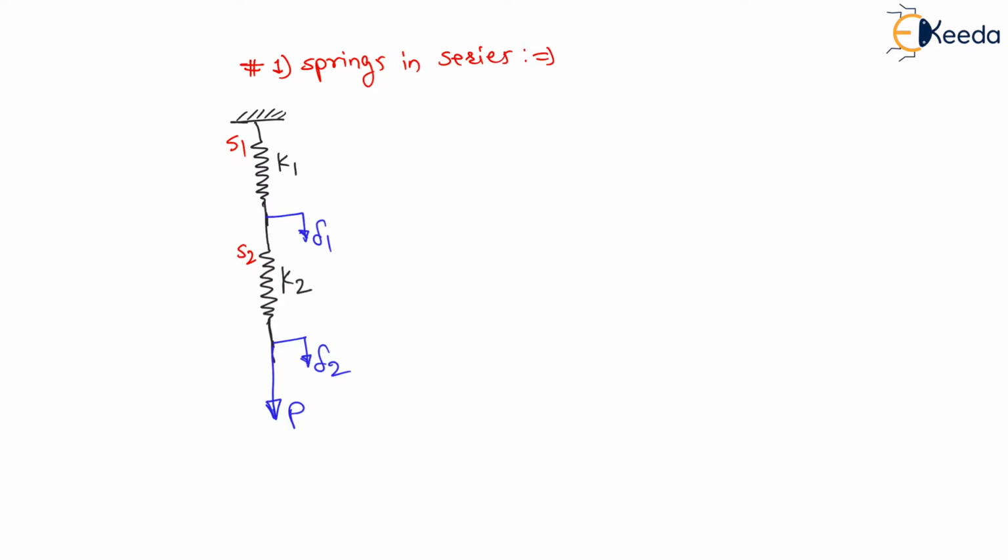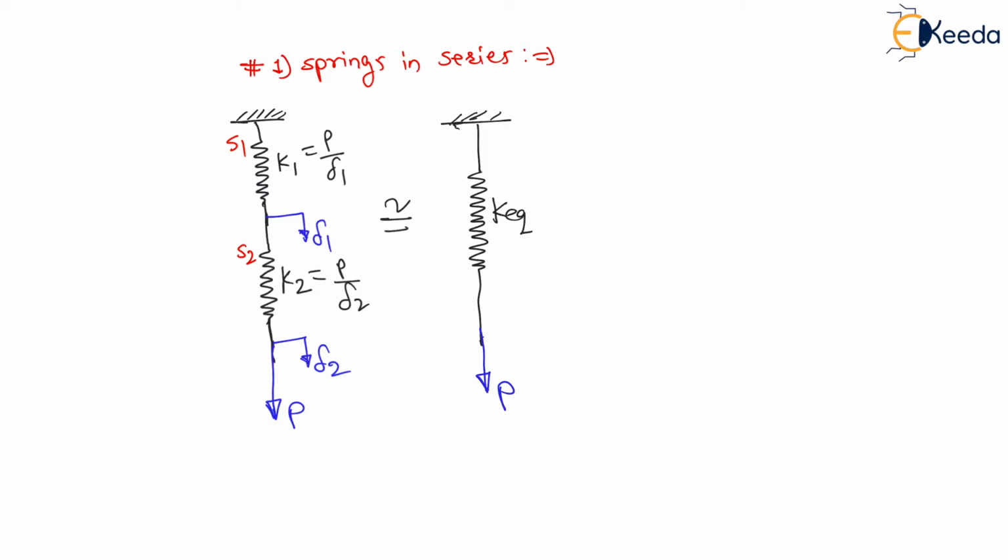And in the first spring, the spring stiffness K1 is nothing but force divided by deformation 1. And in the second spring, the spring stiffness K2 will be equal to force divided by deformation 2. Right. Now, instead of using these two springs, if I want to make an equivalent spring of these two springs in series, then there will be an equivalent stiffness of this spring, K equivalent, right? And the force acting on the spring will be the same. The force will be same, and this equivalent spring will deform by delta amount.